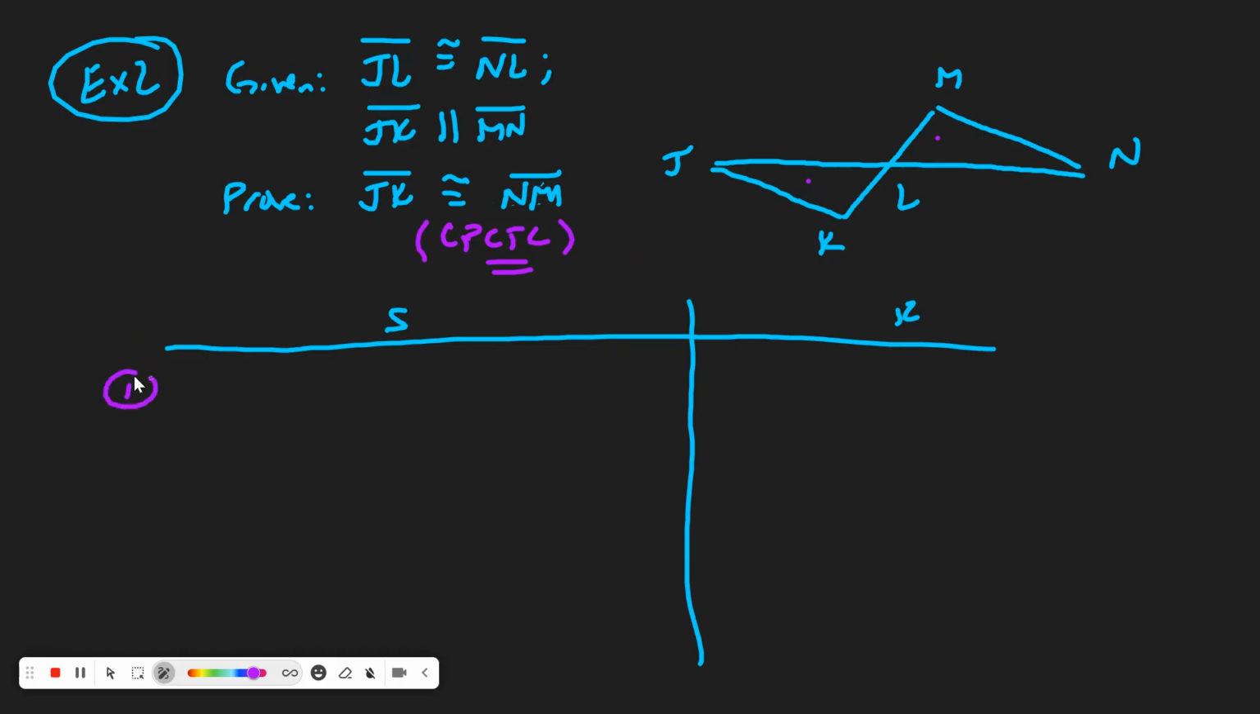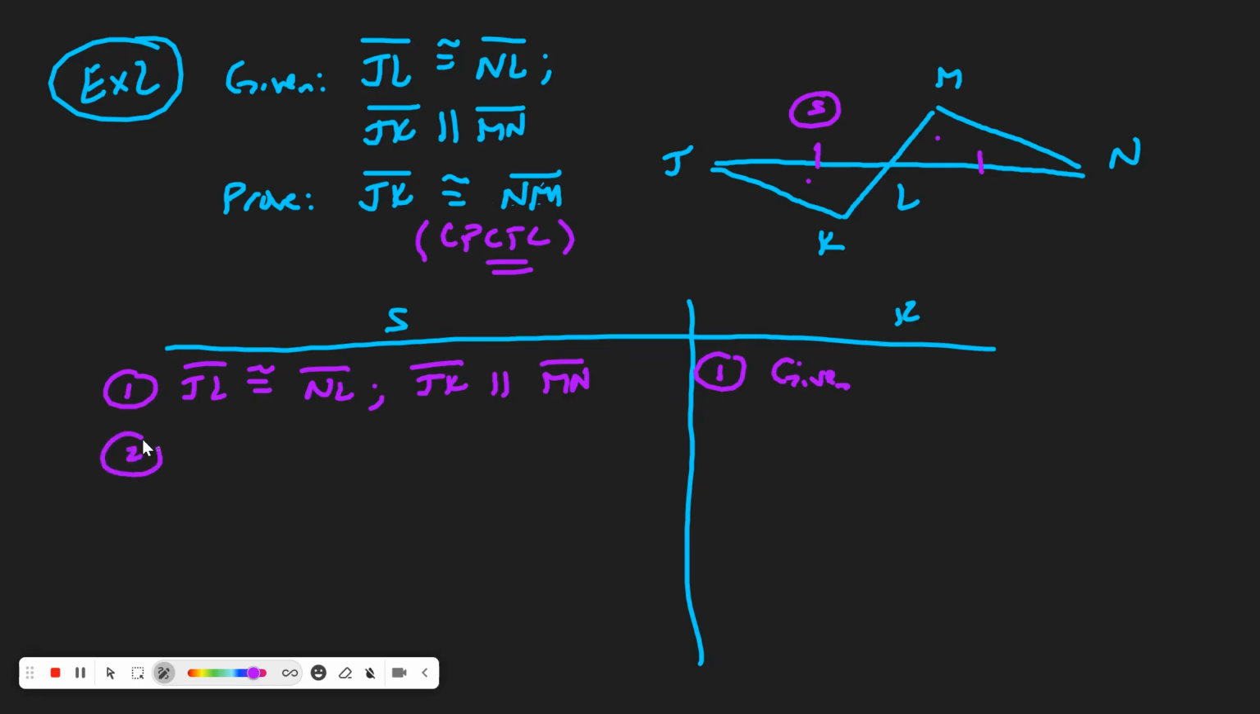First, we always put down the given. So segment JL is congruent to segment NL, and segment JK is parallel to segment MN, and that was given to us. Okay, so I'll mark JL congruent with a dash to NL with a dash. So that is a pair of congruent sides, so there's one S on our way.